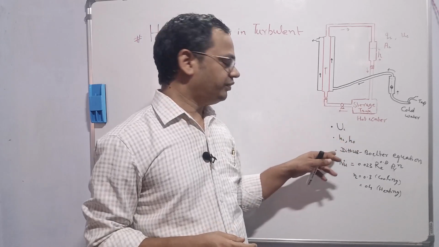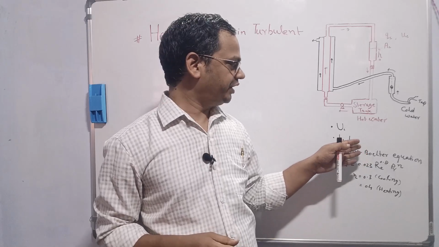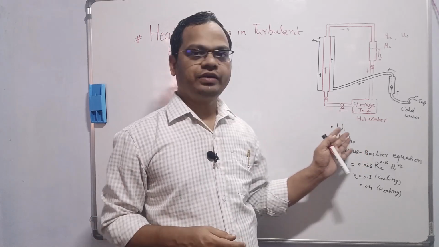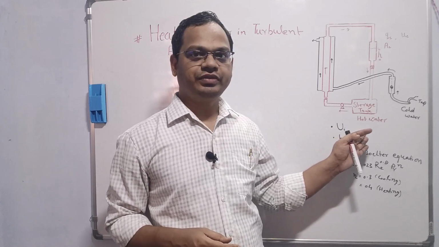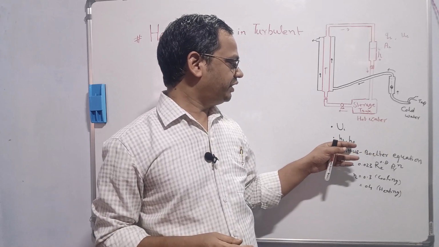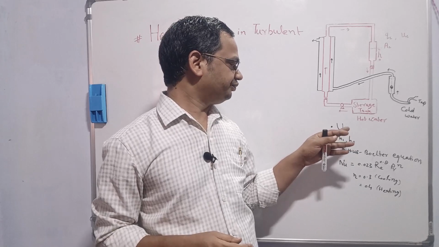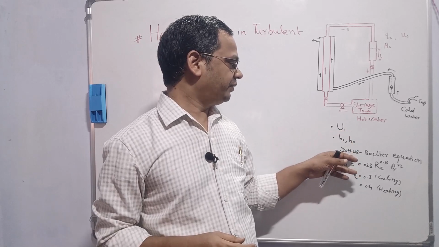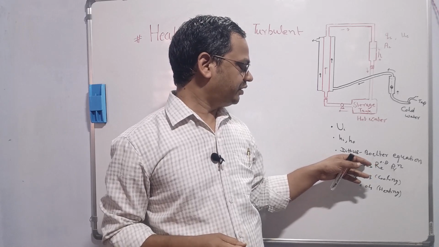Before doing any calculation, we must know what we have to find from the experiment, what we have to estimate. In this experiment, we have to find the overall heat transfer coefficient with the help of the logarithmic mean temperature difference. After that, we have to find the individual heat transfer coefficients with the help of the overall heat transfer coefficient. And in the last, we have to verify the empirical equation for the turbulent flow.